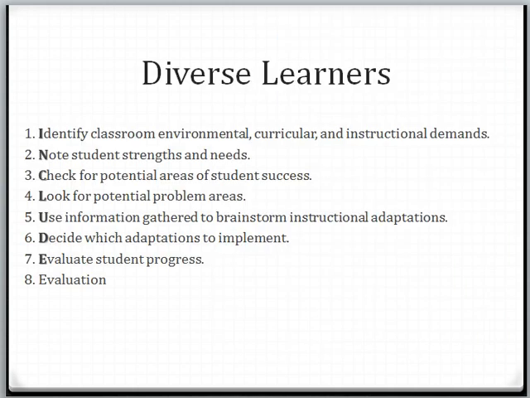For diverse learners, I had a variety of students that come in for specials, and I borrowed this from a colleague of mine. To include these learners, you identify the environment that they're going to be working in, note their strengths and their needs, and check for potential areas of success, because we want them to be working and be successful. Then look for potential problem areas, brainstorm information to where they can use it as an adapted source, and decide what adaptations need to be implemented to help that student. Then of course evaluate their progress as they continue to make the project. So we need to include them.